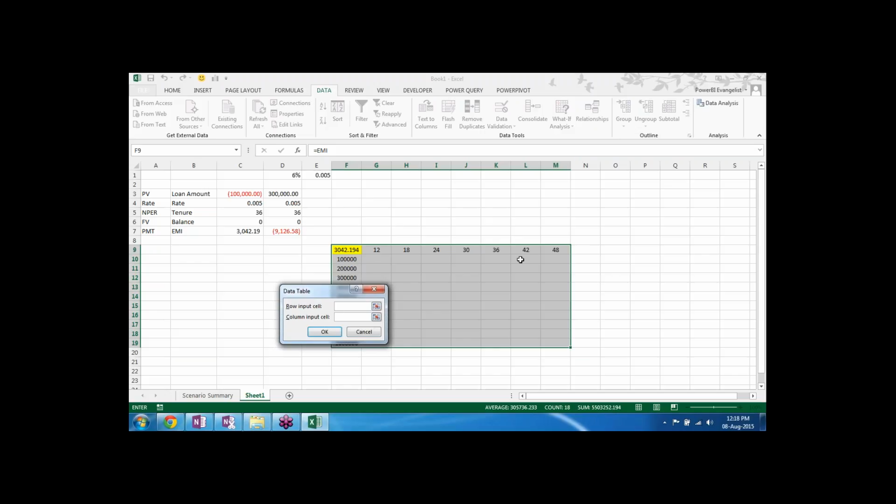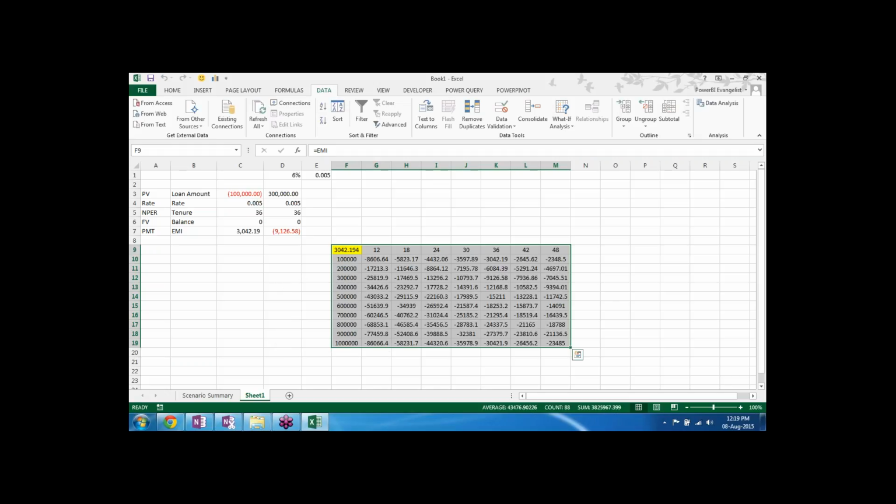And if you move this way, column-wise, what is there? This is your loan amount. So for row input I will say this is my row input, and for column input, this is my column input. If you simply say OK, you see that your EMIs have come.